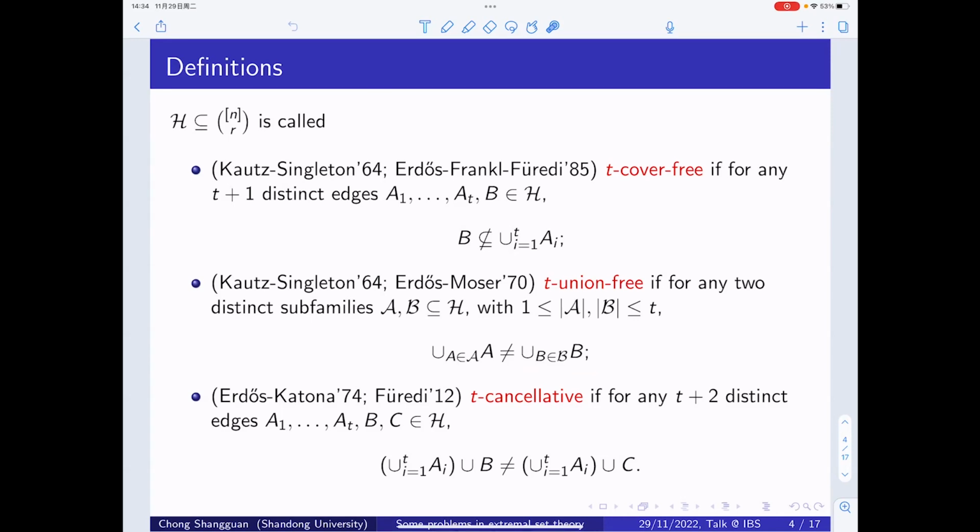Lastly, an r-graph H is called t-cancellative if for any t plus 2 distinct edges A1, ..., At, B, C of H, we have that the union of the Ai's and B does not equal the union of the Ai's and C. Erdős and Katona studied this problem for t equals 1, and since then, this problem has been studied by many others. The general case, I mean the general t, was introduced and studied by Füredi only recently.